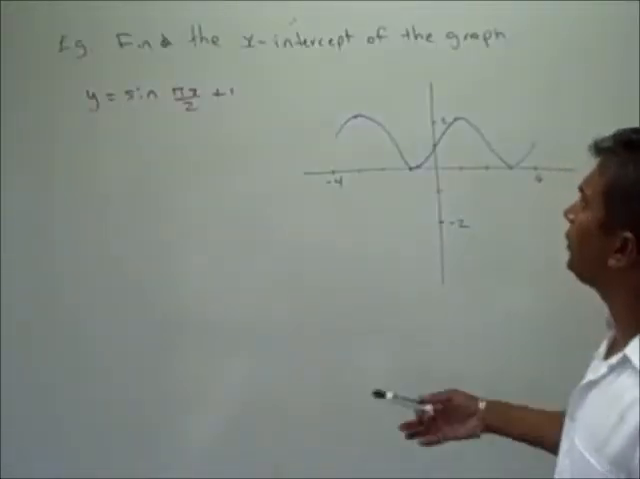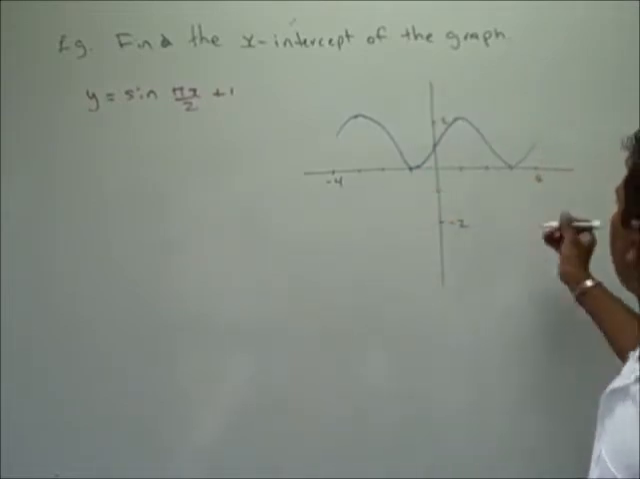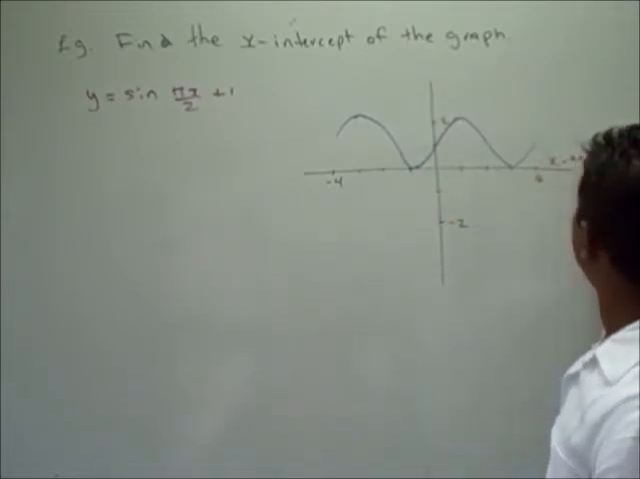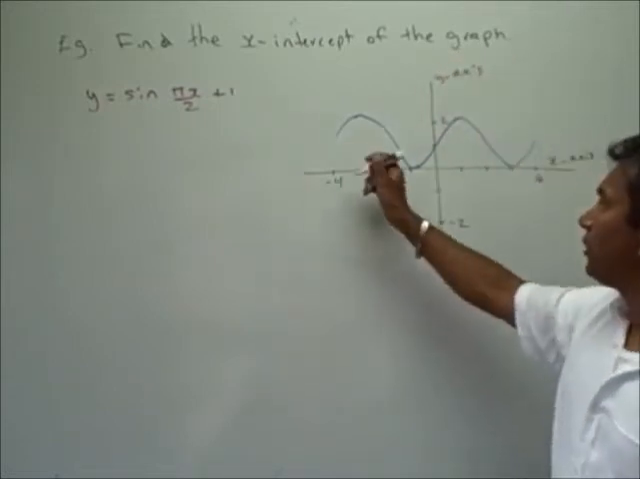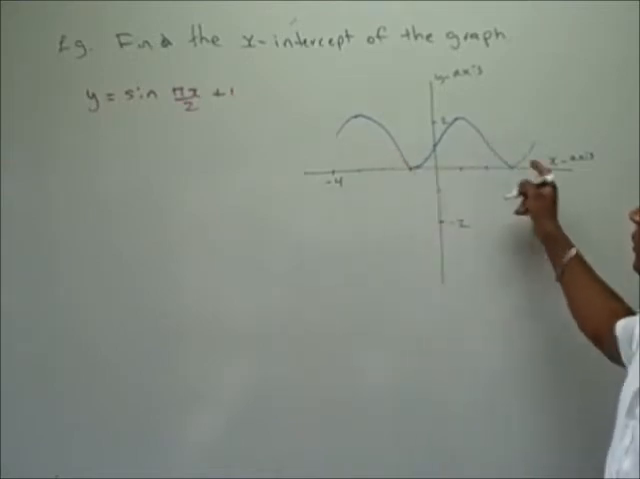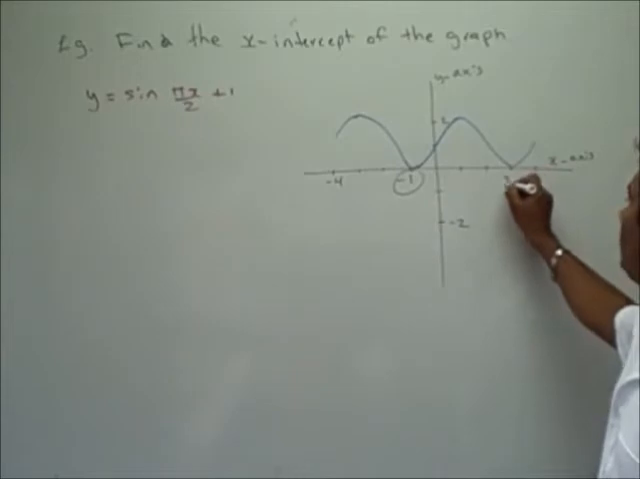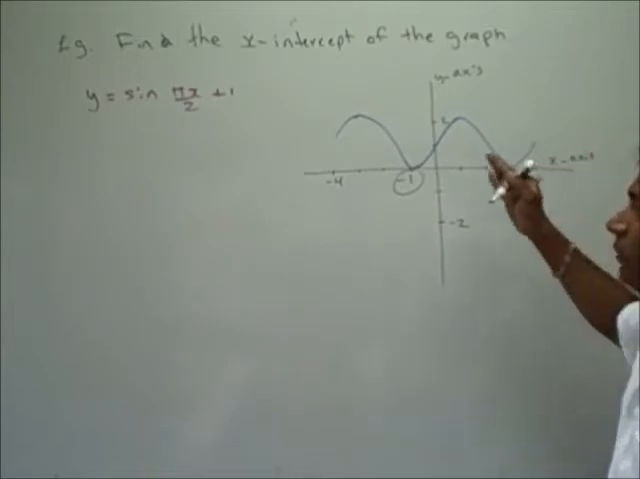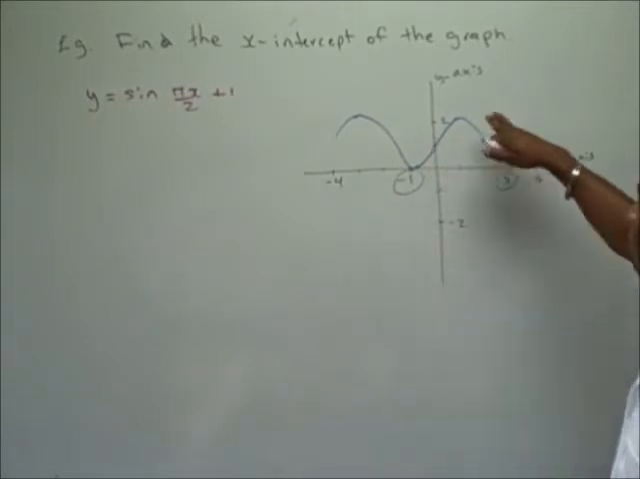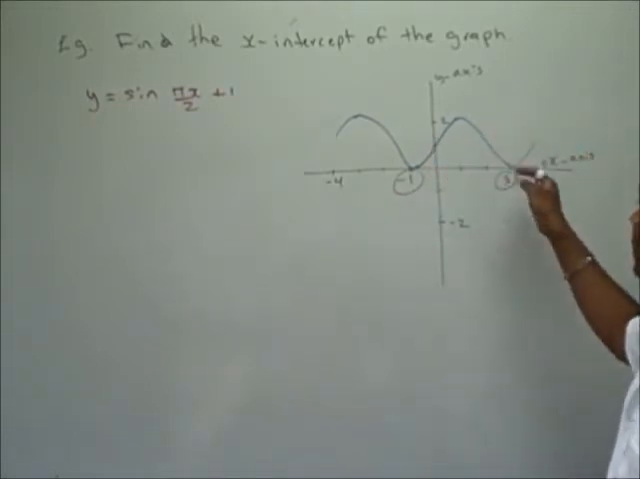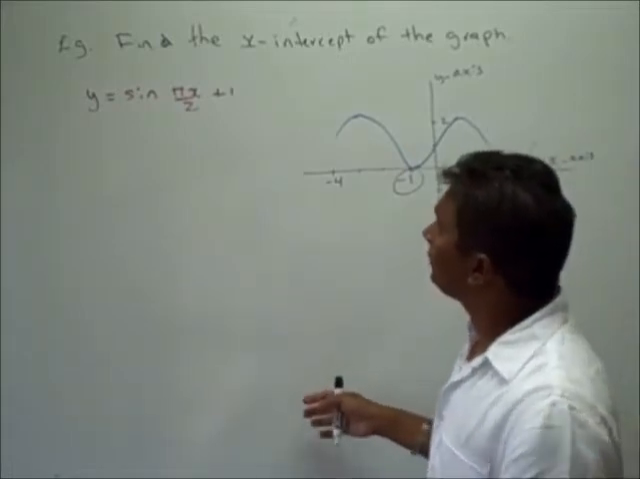In this example, we're asked to find the x-intercept of the graph. So here's our x-axis. It's our y-axis. From our graph, we can see that our graph intersects the x-axis at -1 and at +3, and multiple times before and after these points. Because this is our sine graph, we will have infinite possibilities of our intercepts. But let's look at this algebraically.